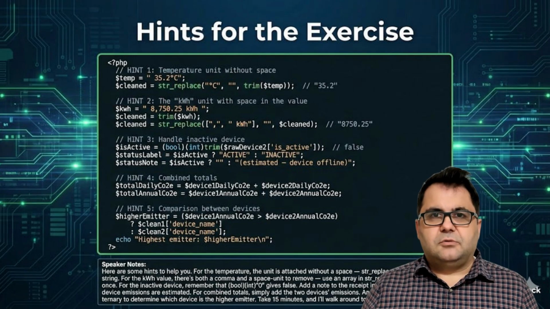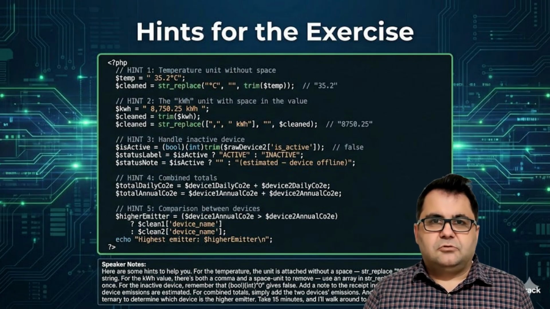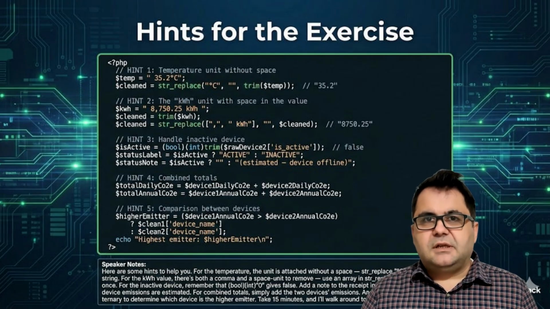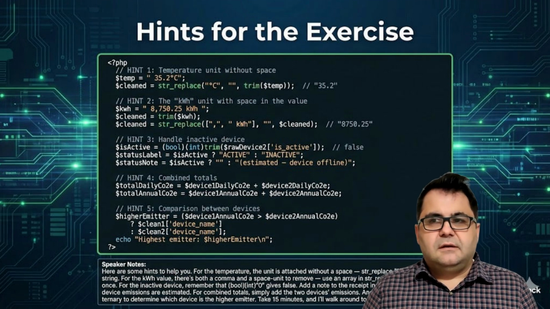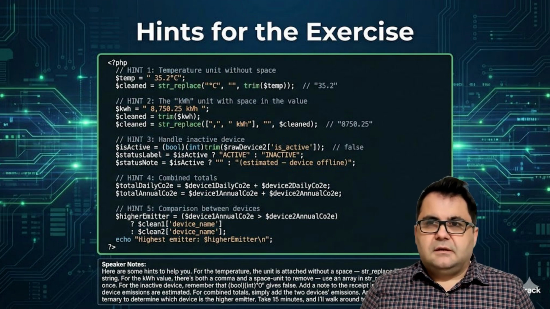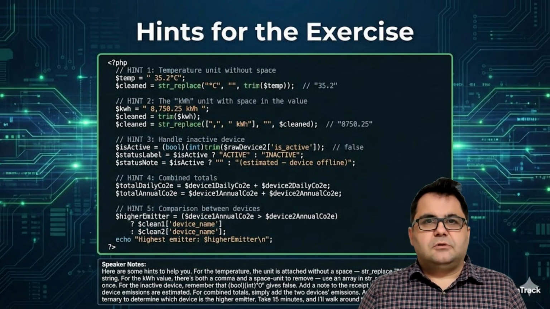Here are some hints to help you. For the temperature, the unit is attached without a space. Replace the Celsius degree with an empty string. For the kilowatt-hour value, there is both a comma and a space unit to remove. Use an array and string replace to handle both at once. For the inactive device, remember that bool of int 0 gives false.